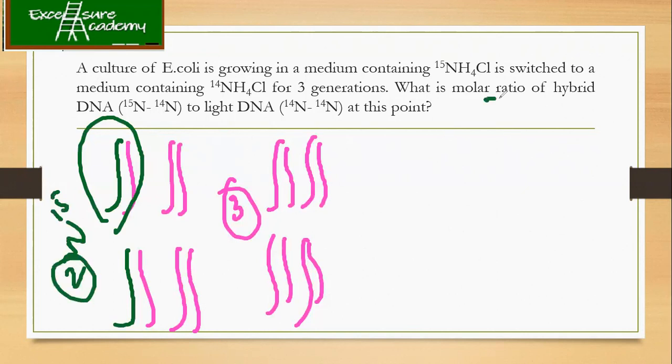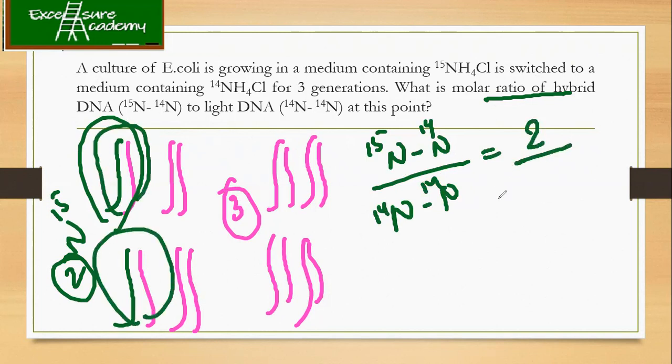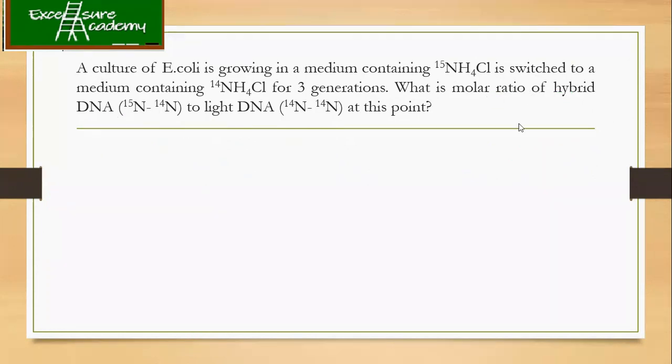So the question is, what is the ratio of hybrid DNA to light DNA? So N15 to N14 divided by N14 to N14 ratio. It is always going to be twice. Okay. So it becomes 2. What about the rest? If you see 1, 2, 3, 4, 5 and 6. So it is 6. So your ratio is 1 by 3. So guys, I hope this is clear. It is easy, right? Now, let's move on to the next question.